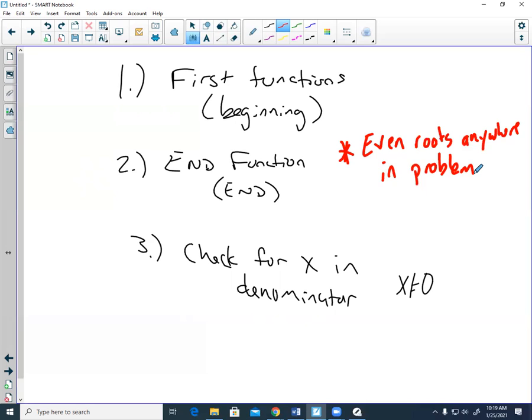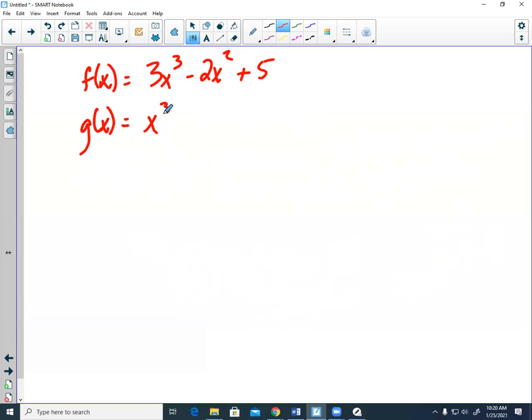All right, so let's run through some examples so that we can kind of see what it looks like, so that hopefully you guys can understand how we work through these two things. All right, so let's say we have something like this, where we have f of x equals 3x to the third power minus 2x squared plus 5. And then we're told that g of x is equal to x to the third minus 3x squared plus 4x minus 2. So that's how these problems usually start out.